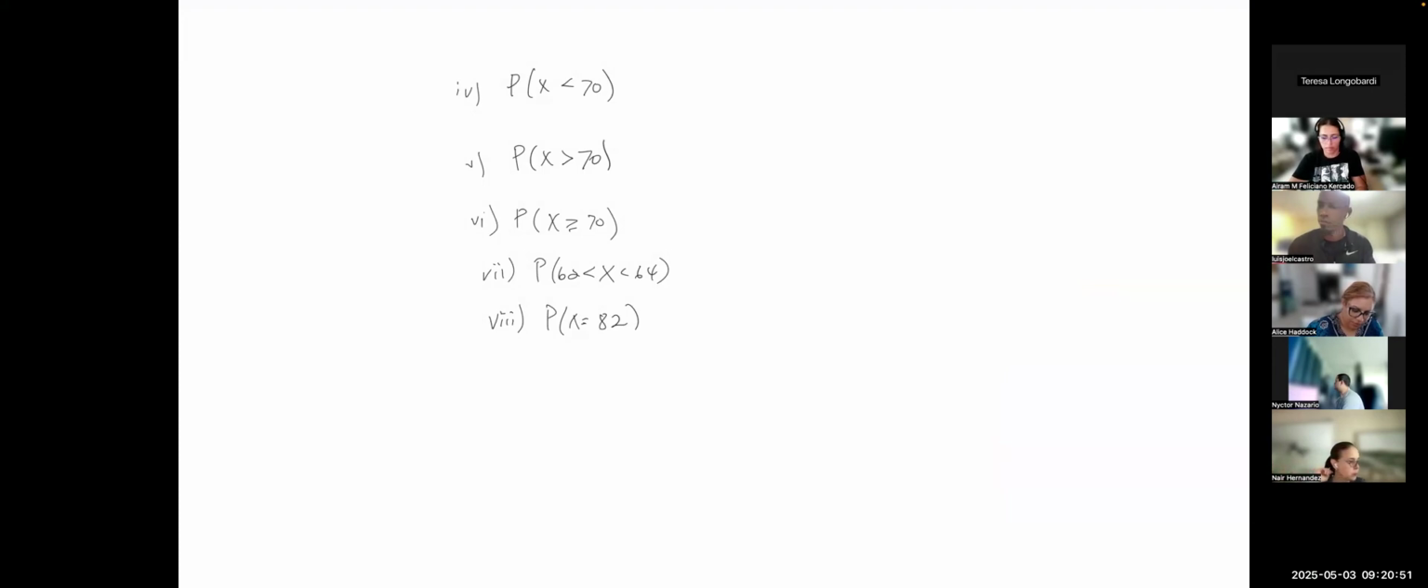So for x less than 70, standardize. And we standardize because we know the standard normal curve, right? So standardizing, z is 70 minus 64 divided by 2. You guys can tell me what that is. 6 divided by 2, it's just 3. Yeah, it's 3.